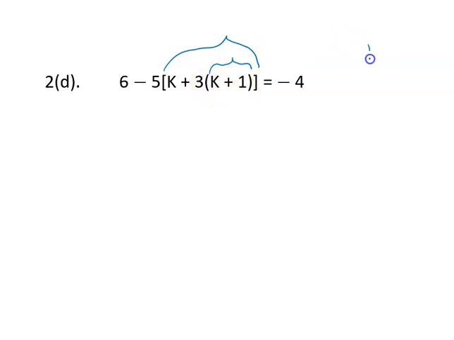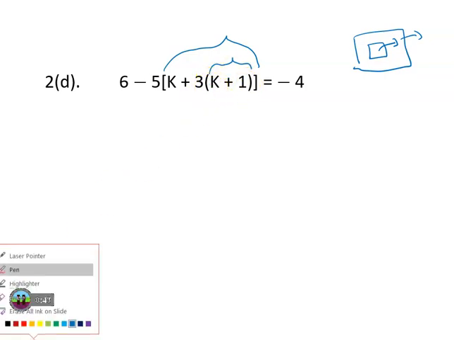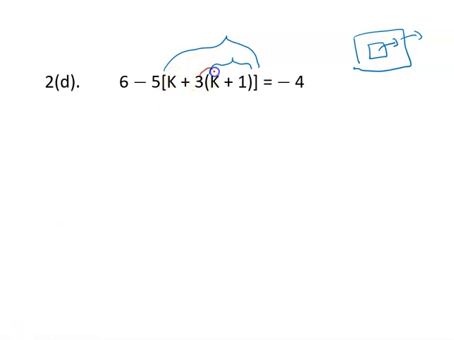So usually, when we have one box inside another box, we will try to break out the first box, and then we break out the second box. So we're going to start from the innermost, the parentheses inside. And in order to get rid of the parentheses, we are going to distribute. So we're going to distribute 3 to k and 3 to 1.